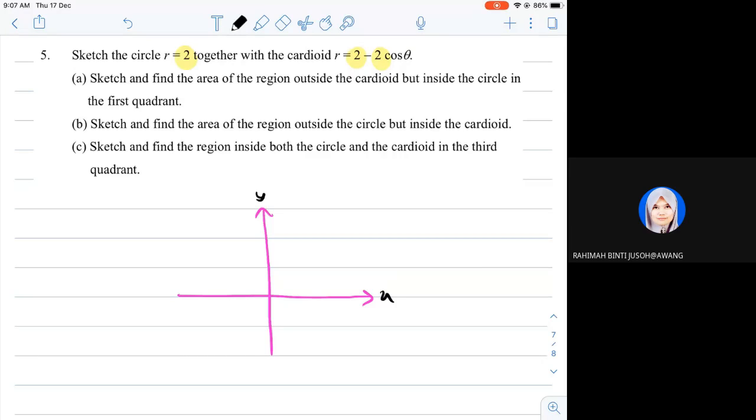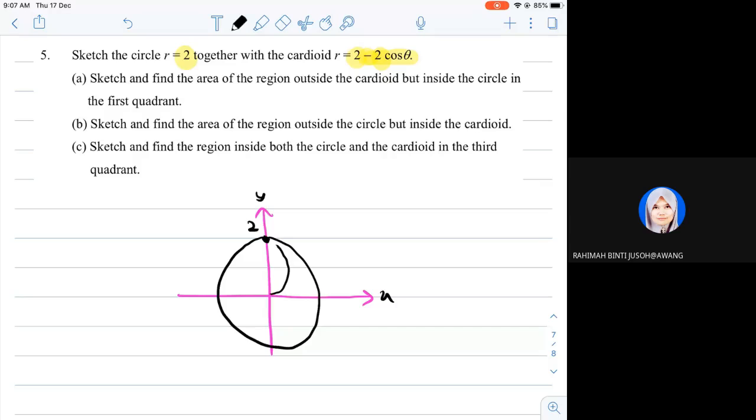Now we have this. This is the circle. We have 2 here. And now, how about this? 2 minus cos theta. So should it be on the right or left? Left. Okay, left. Very good. So we have this.